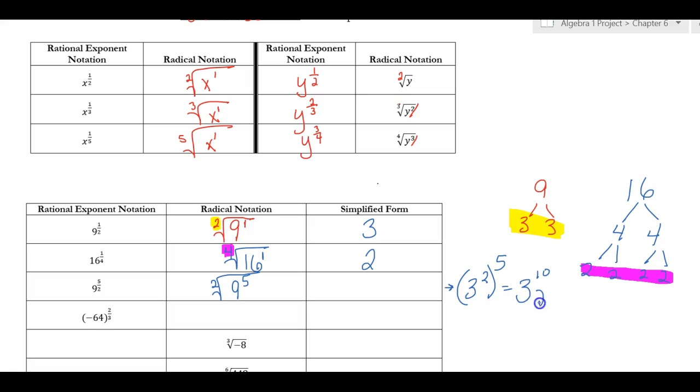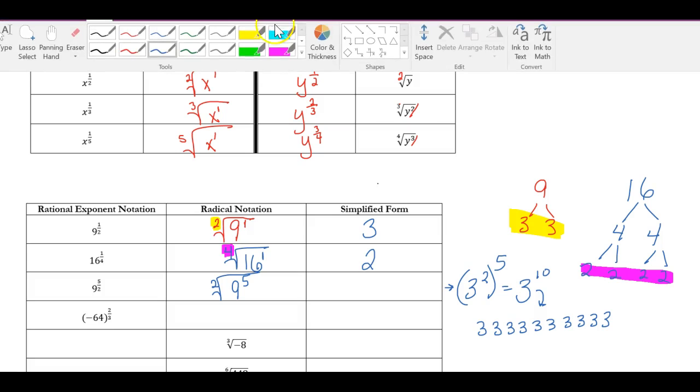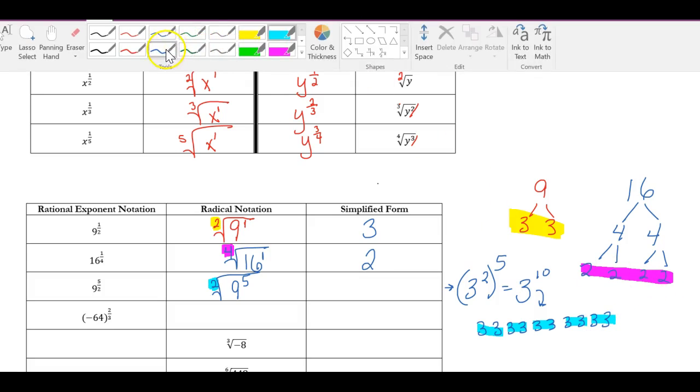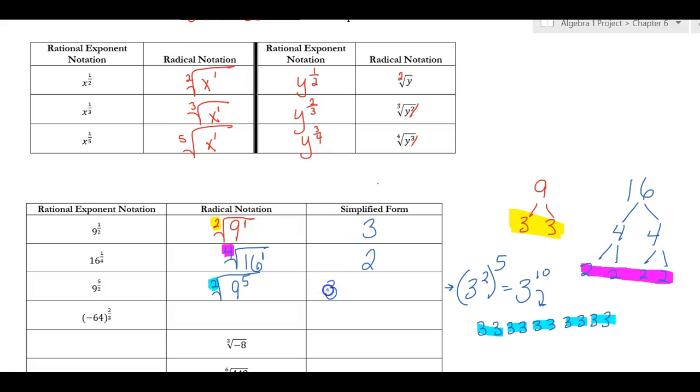So what that means is I have 1, 2, 3, 4, 5, 6, 7, 8, 9, 10 3's. Well, let's look and see how many you have to have. You have to have 2 of them to take them out. So I got 1, 2, 3, 4, 5 groups I'm able to take out. So I'm able to take out 5 of them. So that's 3 to the 5th.